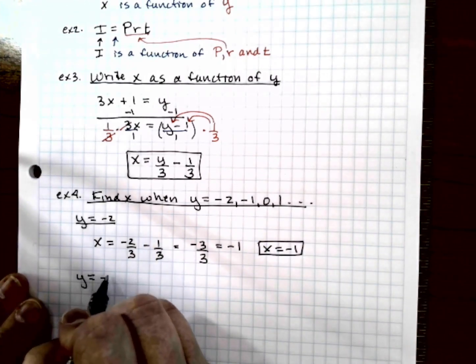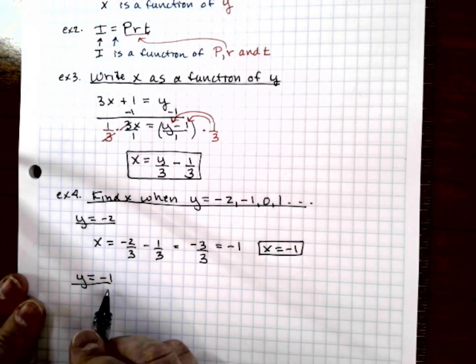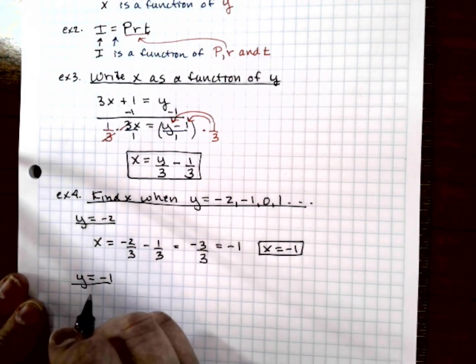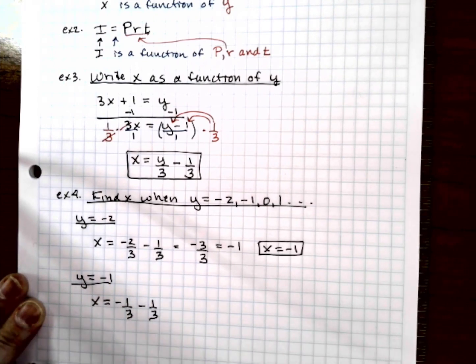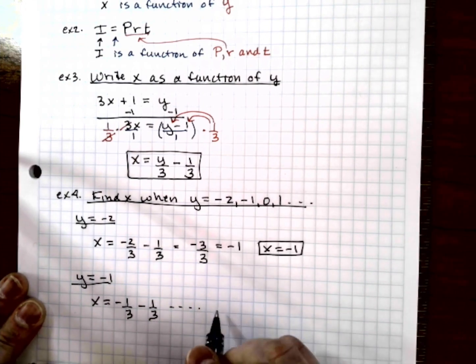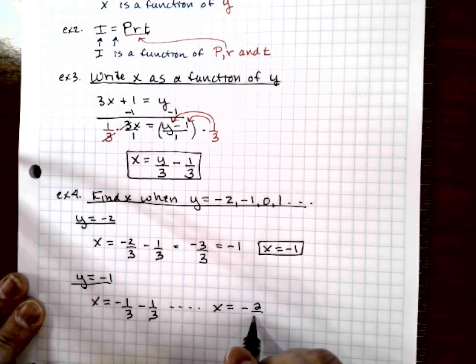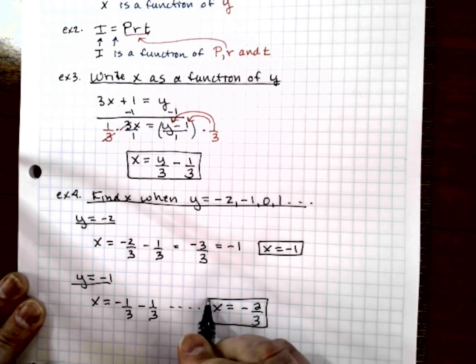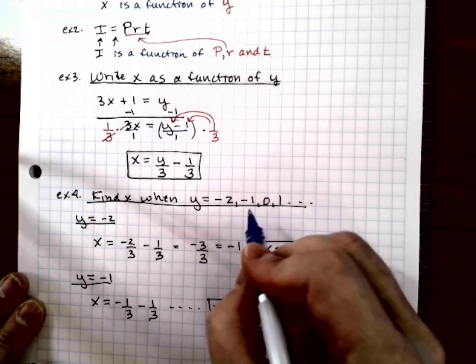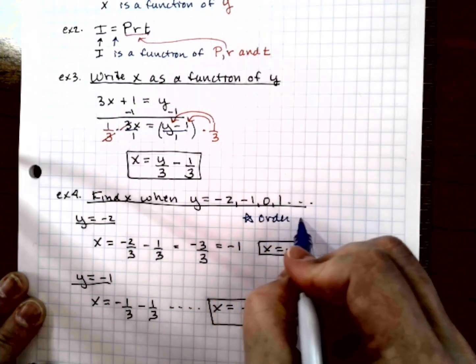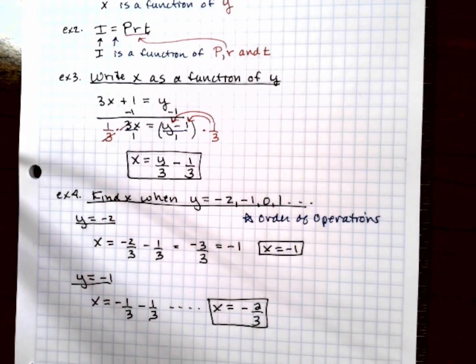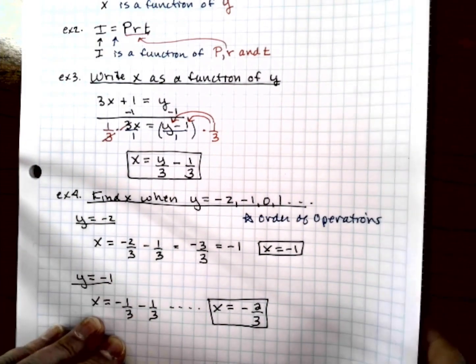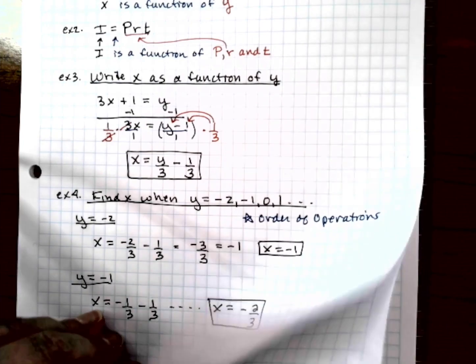Let's do it again. Y equals -1 this time. So substitute in a -1 in for y. So x equals -1/3 minus 1/3. And again, this simplifies into x equals -2/3. So you're going to substitute in the values for y and use order of operations to actually simplify.